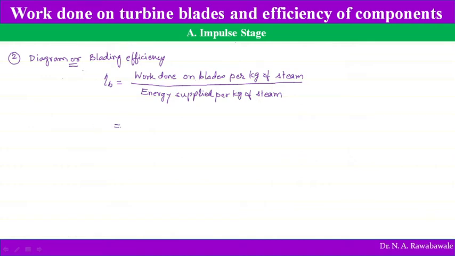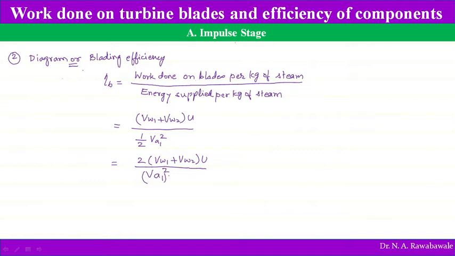So the blading efficiency is work done divided by energy supplied per kg of steam. Energy supplied per kg of steam is nothing but kinetic energy. So work done per kg is given by (Vw1 plus Vw2) into U, whole divided by half. Actually kinetic energy is given by half m v square, but here we are going to assume the steam mass as 1 kg. So half Va1 square, where Va1 is the absolute velocity of steam at inlet. Therefore this can be written as 2 into (Vw1 plus Vw2) into U divided by Va1 square. So this is the blading efficiency or diagram efficiency of a turbine.